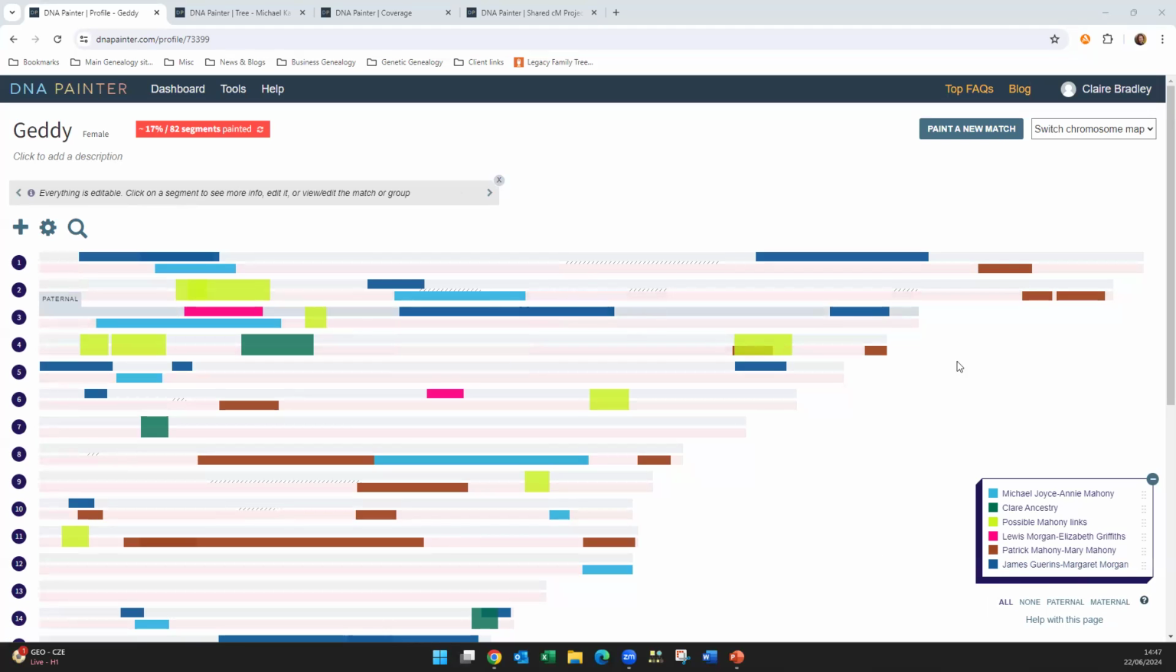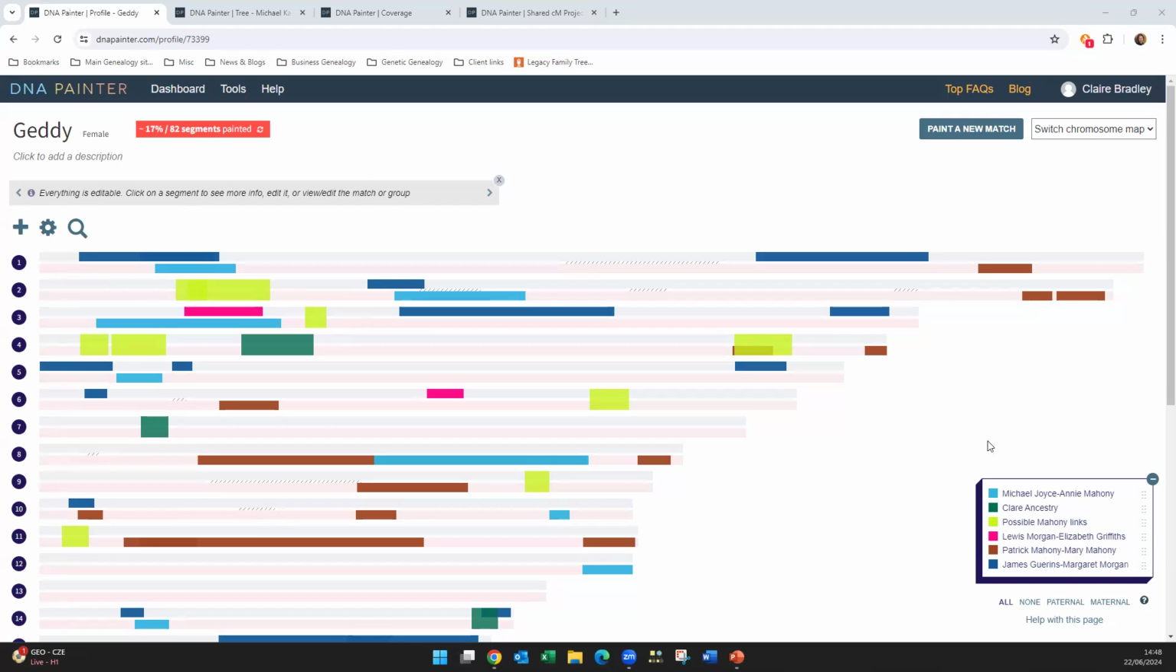Now, I'm not going to click on the links because it will display the people's names and I don't want to do that. But here you can see the names of the people, these are ancestral pairs, Michael Joyce, Annie Mahoney, and Lewis Morgan, Elizabeth Griffiths, and so on. And then I have also painted in some where I have an idea of how the person is related, but I don't know for sure.